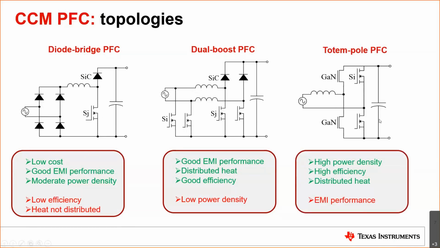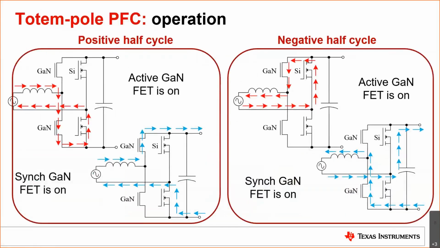The power density will be better because you have less components. You can actually see it as a simplified version of the boost PFC. Efficiency will be higher, but we will also come back to that in a bit. The heat will be also distributed in a better way because it's quite a symmetrical approach. The only thing is that the EMI performance will be worse because of the voltage changes at this silicon half bridge.